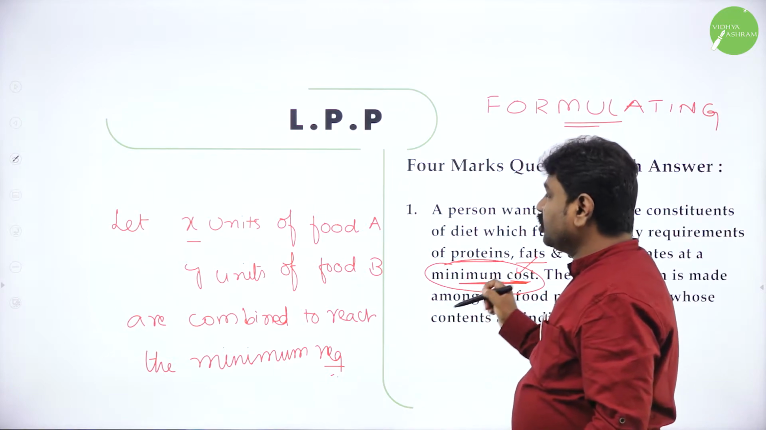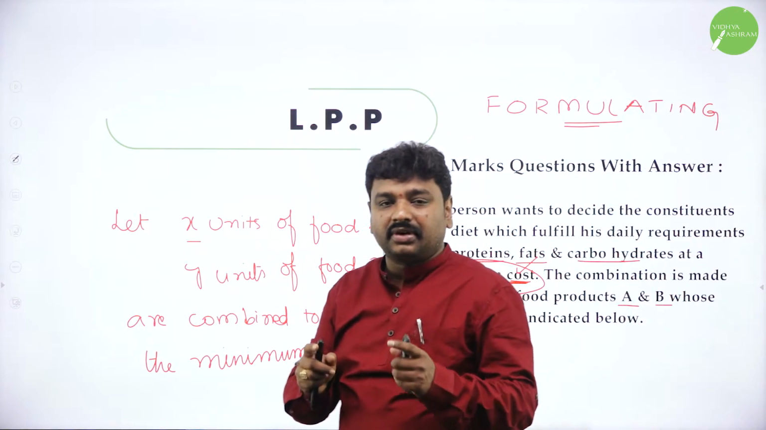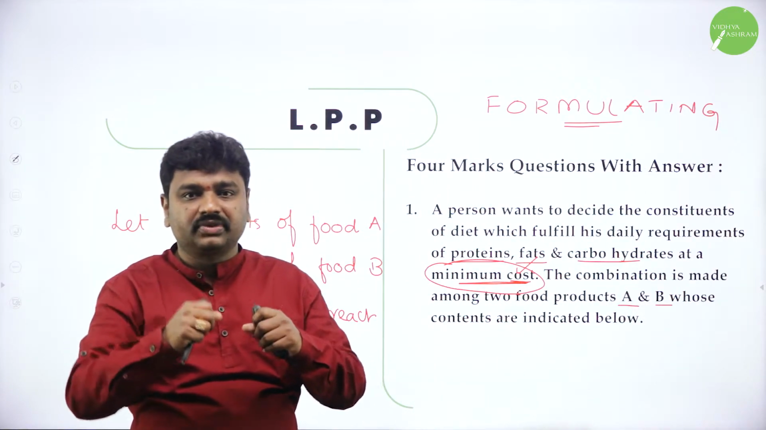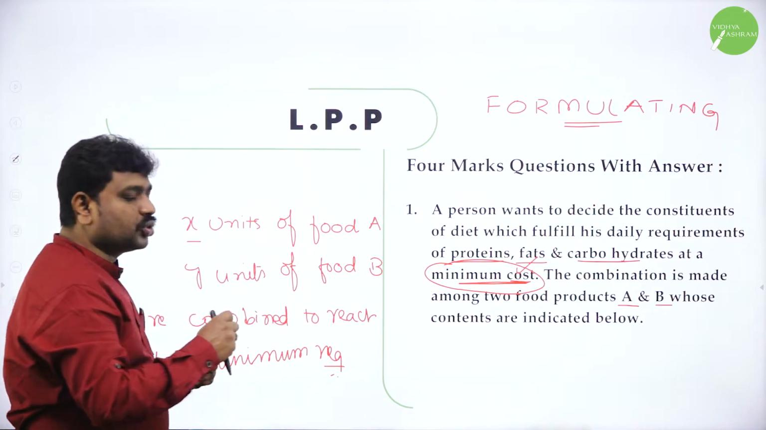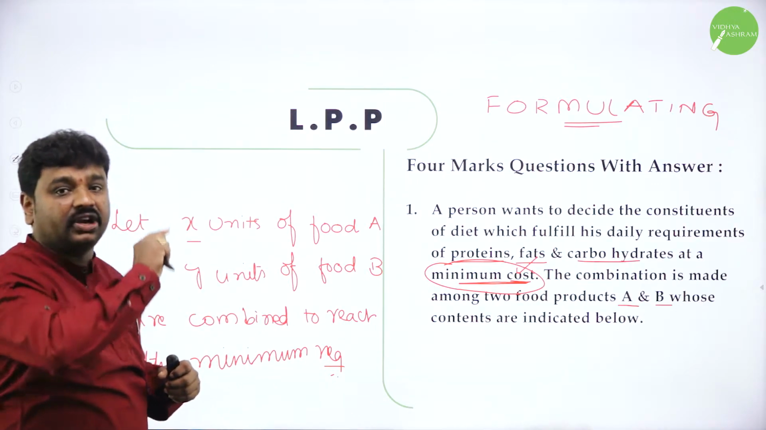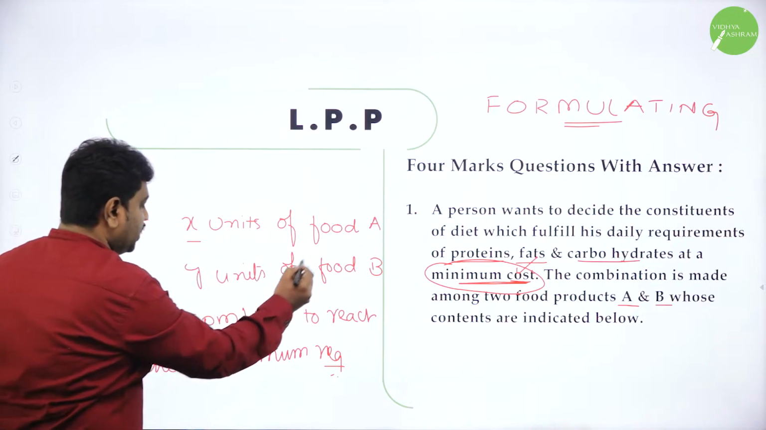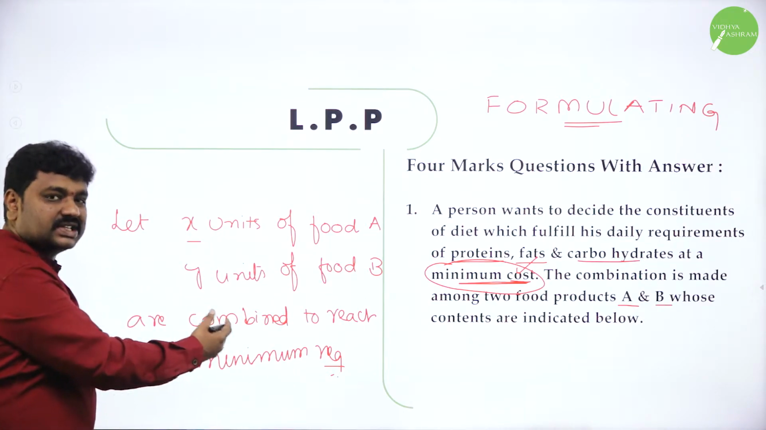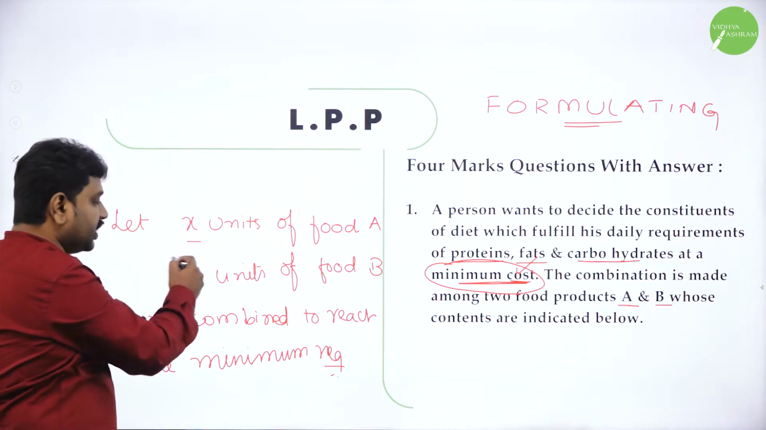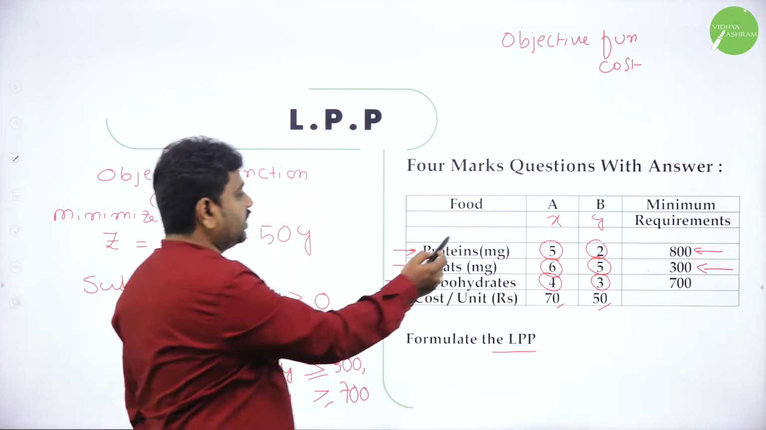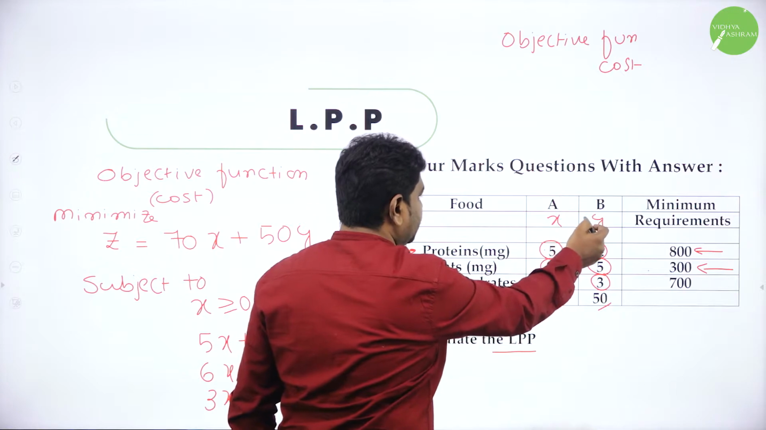So in this case, they want you to mix food A and food B. How much you should mix, we don't know. First you should define the unknown. So let x units of food A and y units of food B be combined or mixed. So first we defined the unknown. In the table, I'll directly write x and y. A is x and B is y.